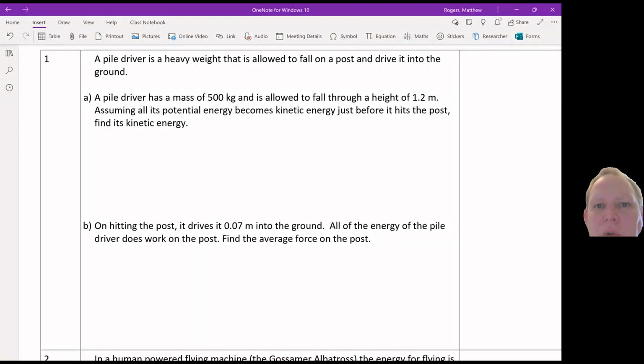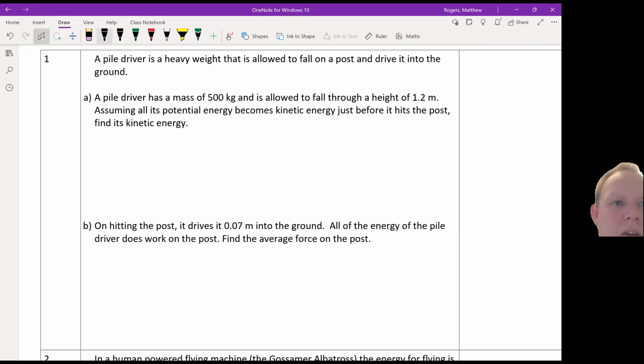Question 1 says a pile driver is a heavy weight that is allowed to fall on a post and drive it into the ground. A pile driver has a mass of 500 kilograms and is allowed to fall through a height of 1.2 meters. Assuming all its potential energy becomes kinetic energy just before it hits the post, find its kinetic energy.